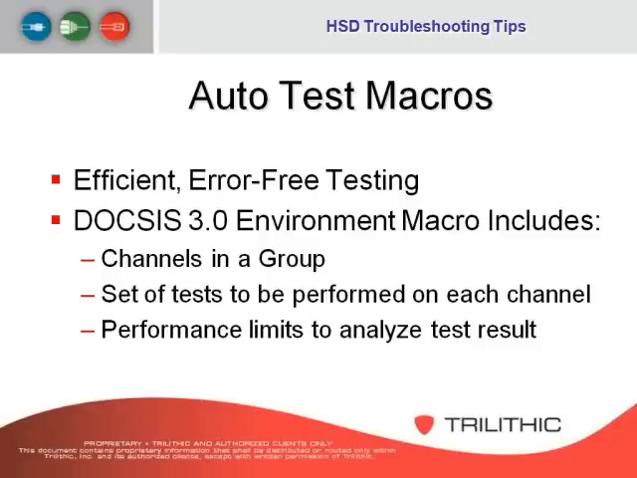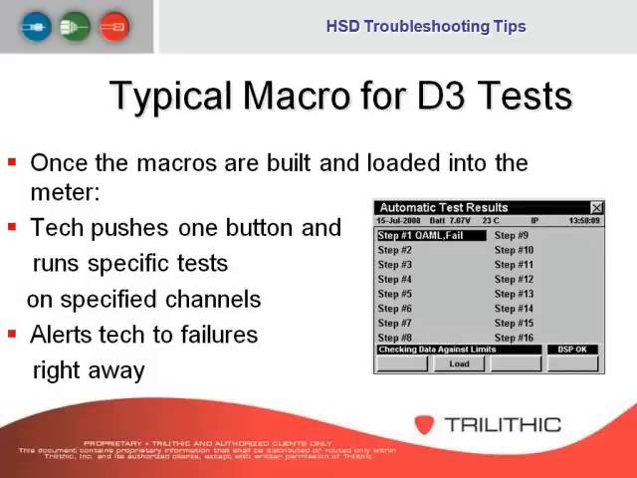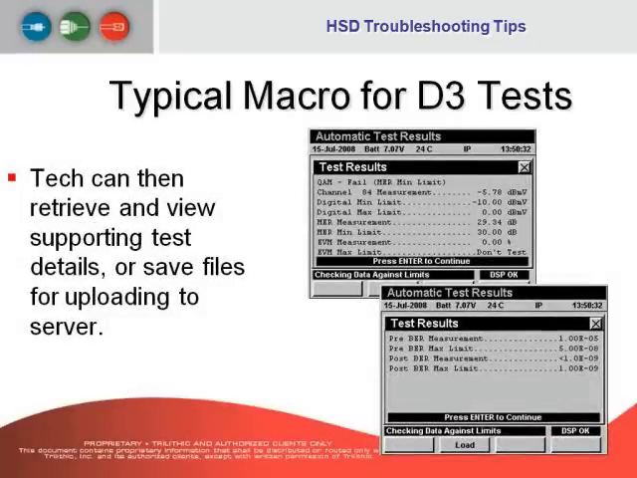Performance limits to analyze your test results. Once the macros are built and loaded into the meter, the technician simply pushes one button and runs a specific test on the specified channels. After the test is complete, the technician is alerted right away if there are any failures on that particular DOCSIS 3 channel or the group of bonded channels. The technician can then retrieve and view supporting test details or save files for uploading to a server for further analysis.